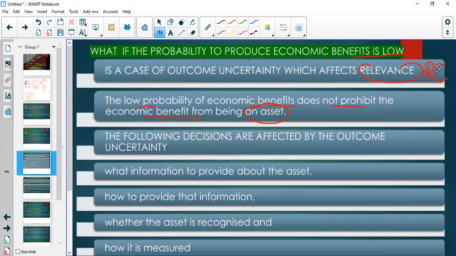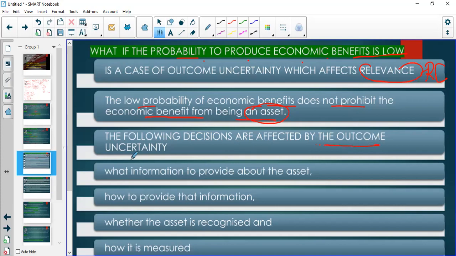So when we are still dealing with the definition, we don't care about the low probability as long as there is some potential in at least one way. Then that can meet the definition of an asset.